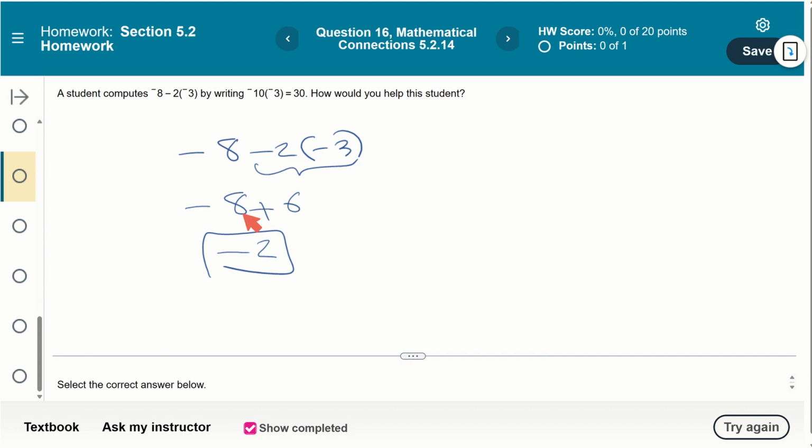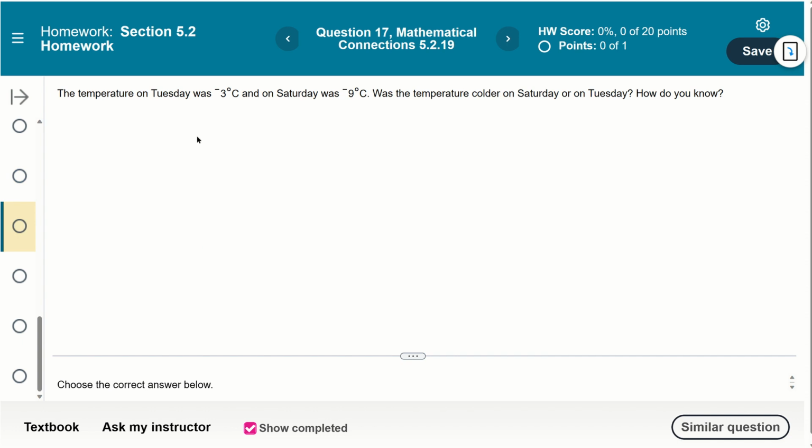All right. Okay, so here you're given that Tuesday the temperature was negative 3 degrees Celsius, and on Saturday it was negative 9 degrees Celsius. Was the temperature colder on Saturday or on Tuesday? What do you think? Remember, colder means lower temperature, right? And notice that if you look at the number line, -3 is here and -9 is somewhere to its left. So which one is colder?